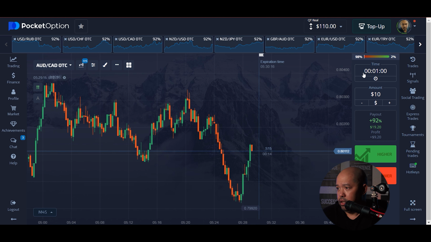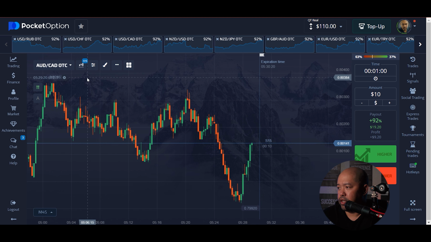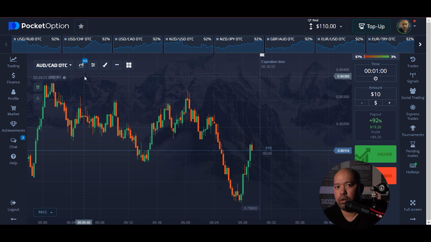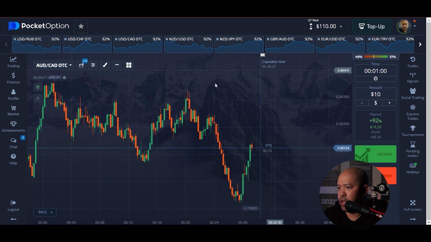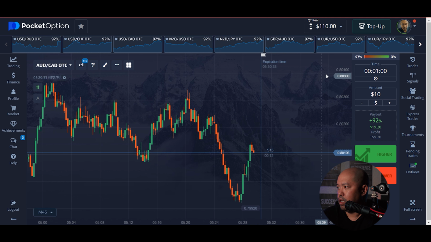But it will vary in this strategy because we're using 15 seconds, but we don't know based on the market behavior the expiration times we'll be using. So that's why it could be 1 minute or even 5 minutes.